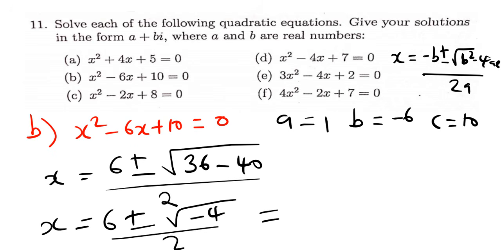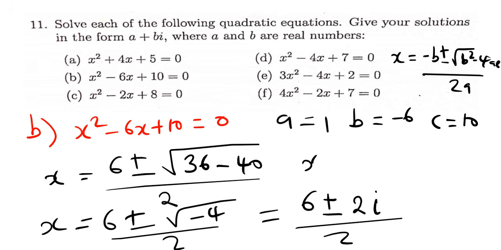Okay, so we only have two answers here. 6 plus or minus the square root of 4, we said it is 2. The square root of negative 1, we said it is i, over 2. Then from there now we just have to solve.